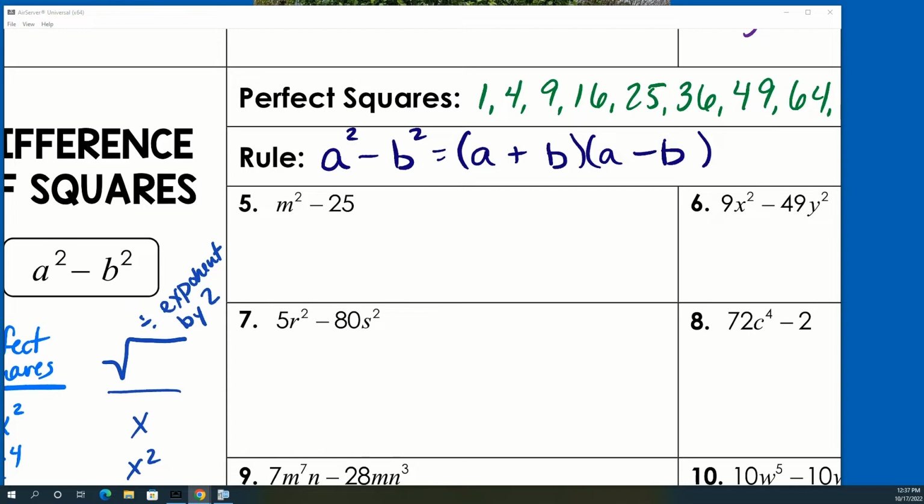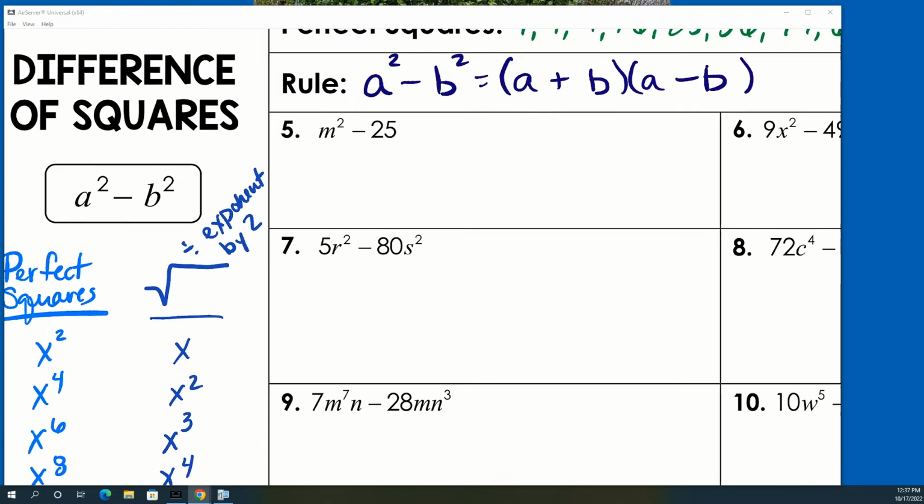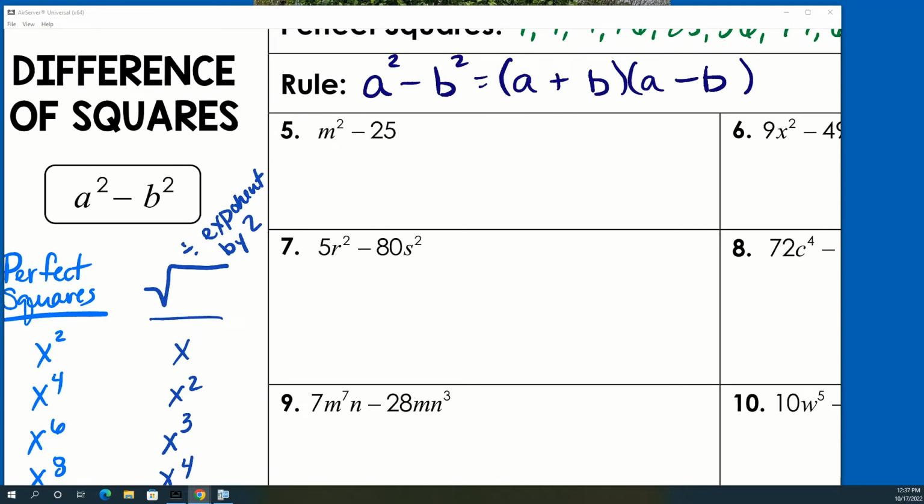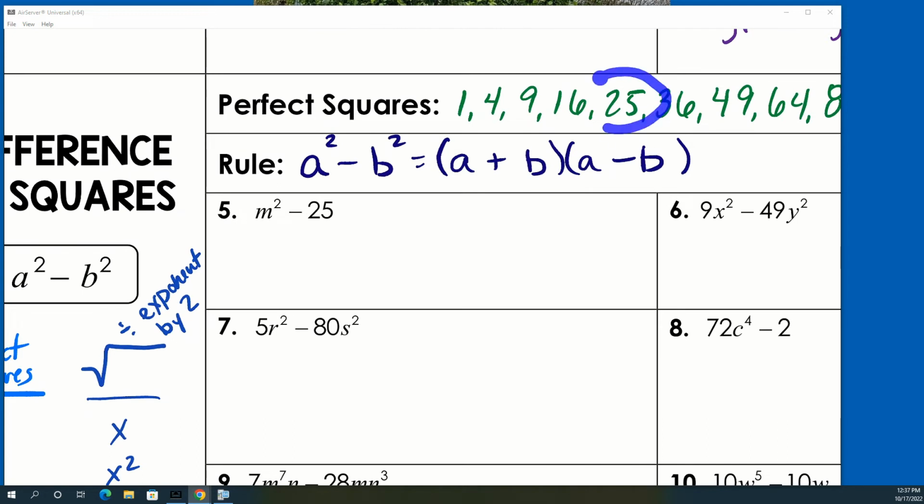Okay. And then if we want to do that on number 5, m squared minus 25. M squared is a perfect square because it's pretty much the same as x squared. 25 is in my list right there, so it's also a perfect square. So we can do this little shortcut factoring, where we'll find each square root, which is going to be m and 5, and do one with a plus and one with a minus, and then you're done.